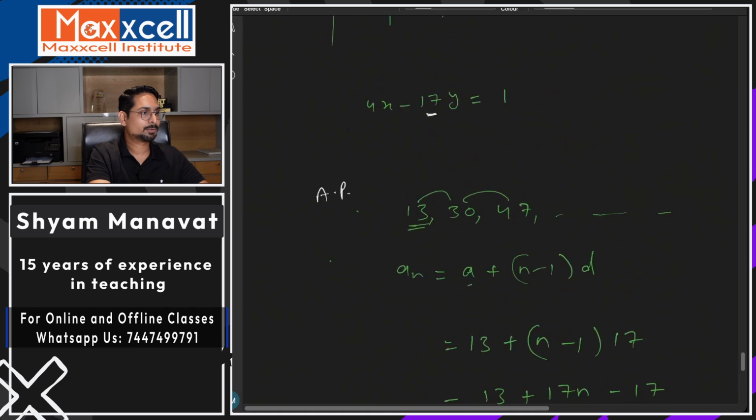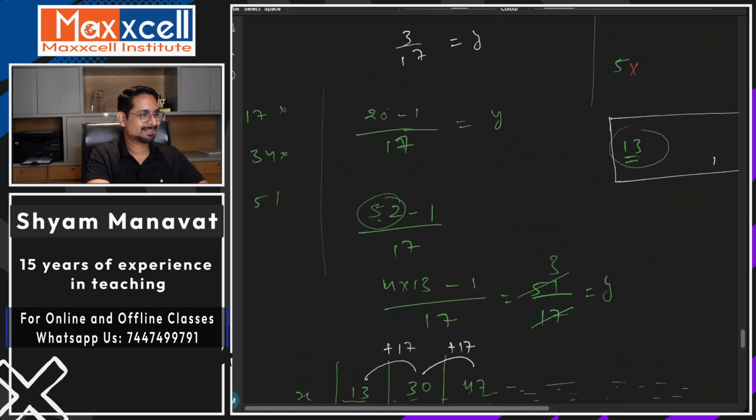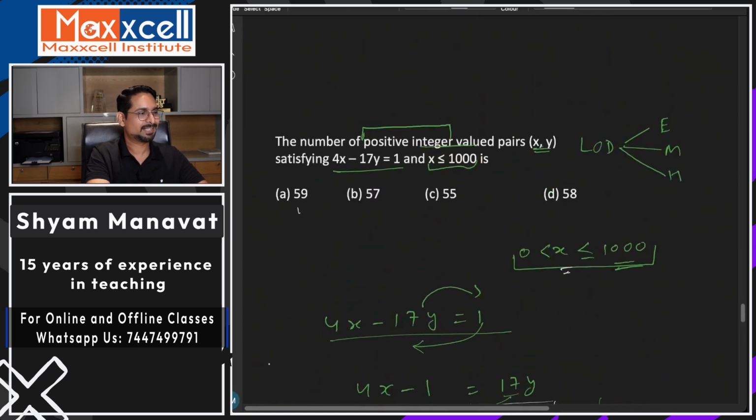Okay, so do we have this in the options? Let's see, so as not to go wrong. Oh, we have it. Lucky me. Yeah, 59 is the answer.